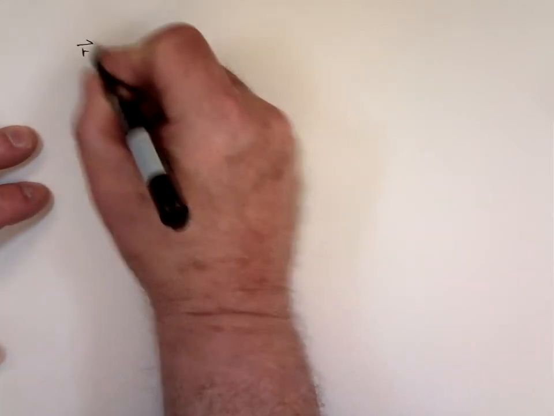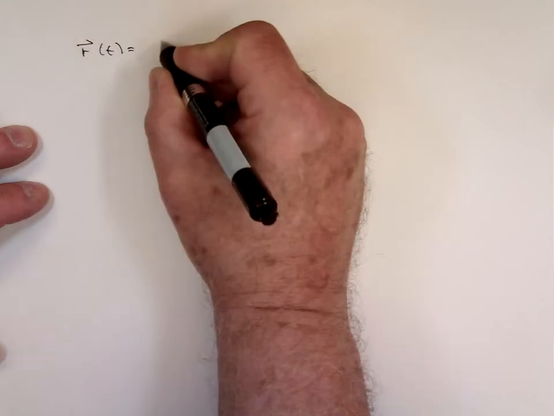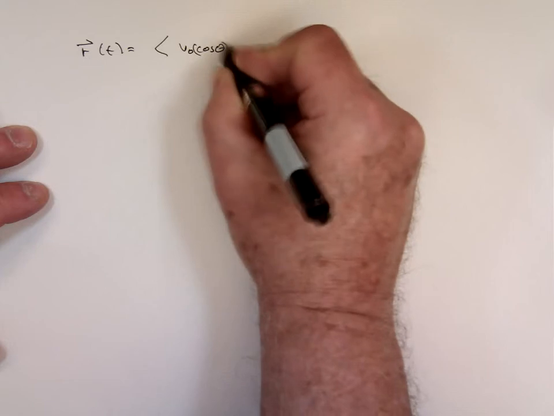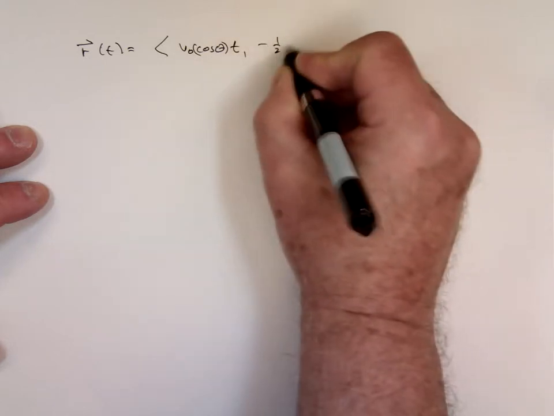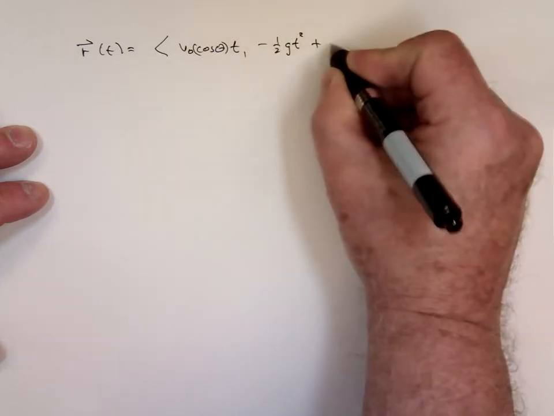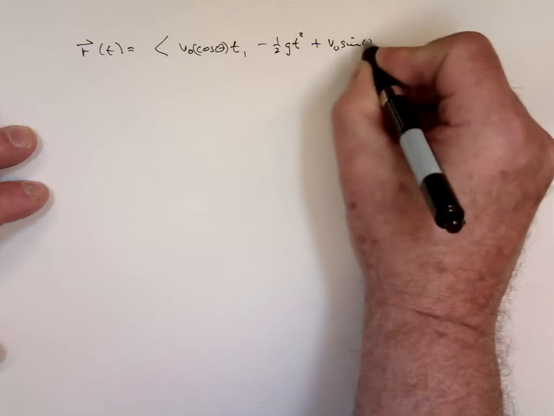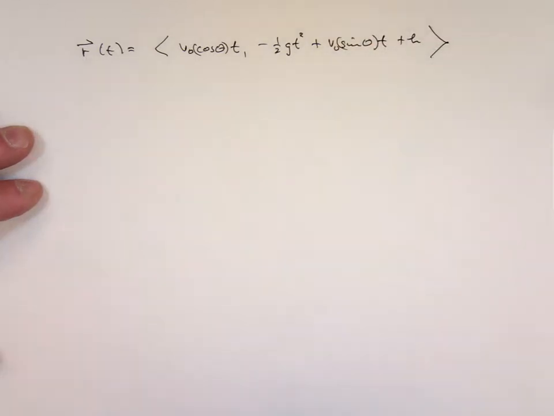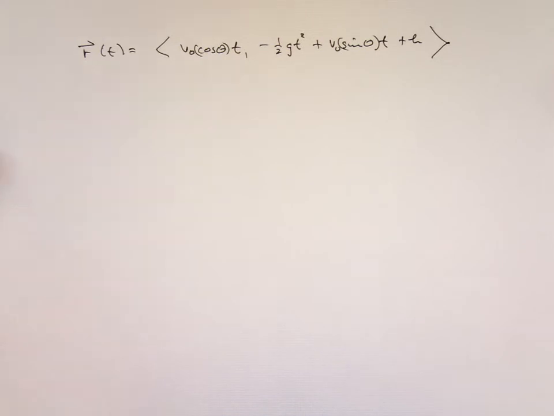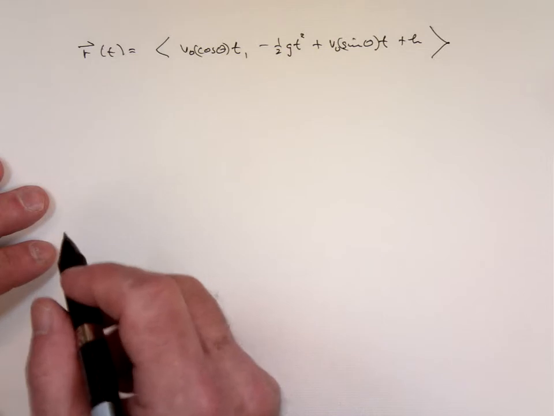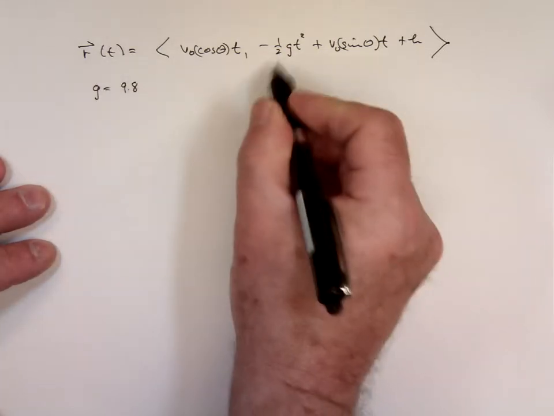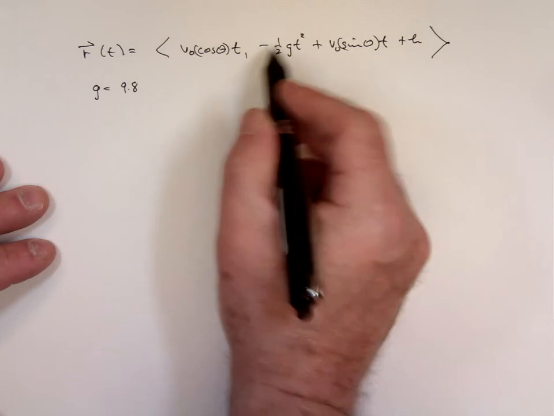R of t, position at any time t. We've got v sub naught cosine theta t, we have a negative 1/2, let's go for the general case first, g t squared, plus v sub naught sine theta t, plus h. Okay, that's a general formula, projectile motion. In this particular problem, we're talking about meters per second, so g is going to be 9.8. We already account for the negative in this negative 1/2 thing.